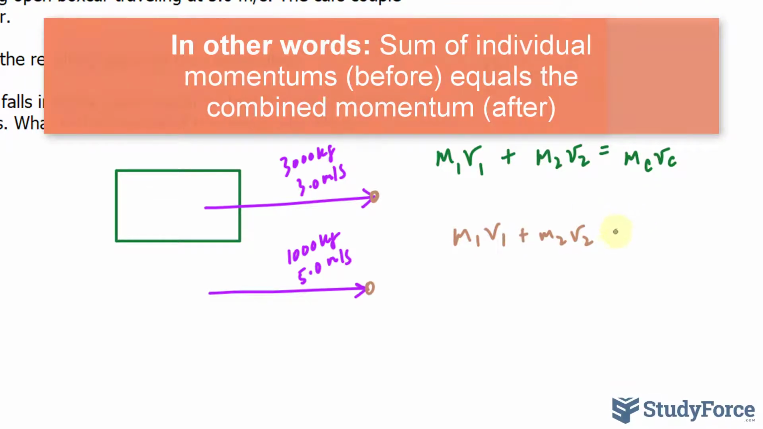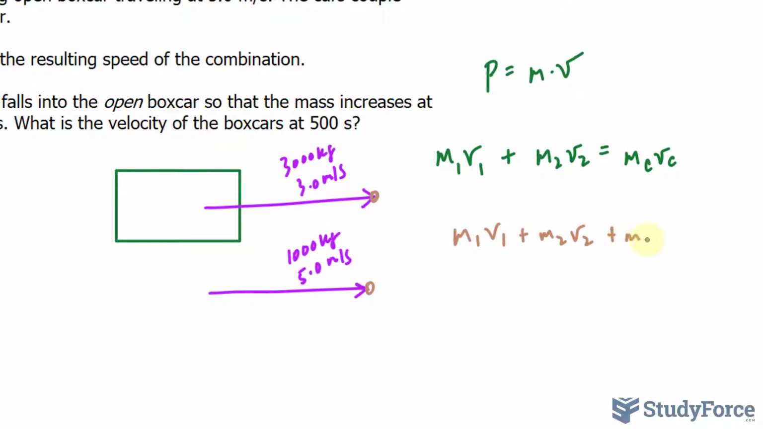So this is what I was referring to, plus MC negative VC. So I represented the fact that it's slowing down as negative VC. And if you were to rearrange this, you would end up with that expression. So if you don't like this, let's just ignore it and continue on with the idea that the before momentum should equal the after momentum.